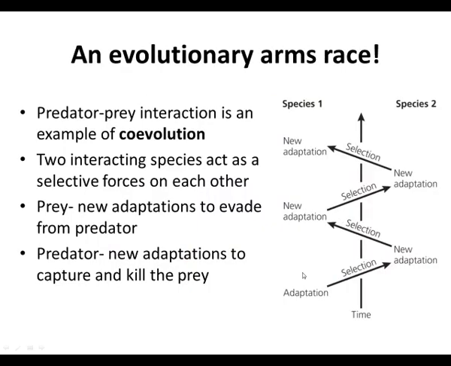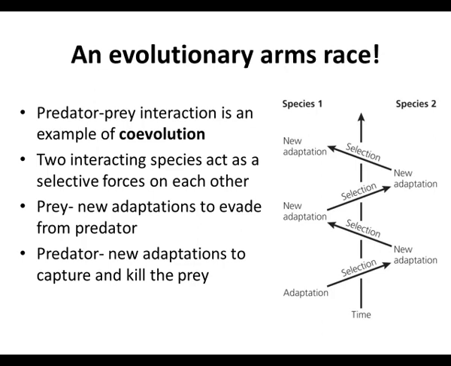Okay, so when you think about a predator and a prey, the prey is always trying to evade from the predator. So it's a continuous battle, right? And at the same time, the predator is trying to come up with effective ways to locate, capture, and kill the prey item. So this is a never-ending battle. So prey is always trying to come up with new adaptations to evade from predators, and the predator is always trying to come up with new adaptations to capture and kill prey. And we call this coevolution of predator-prey interactions.